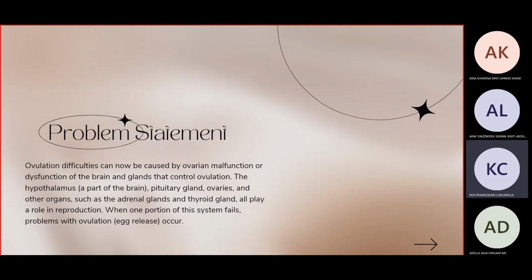For the problem statement, ovulation difficulties can be caused by ovarian malfunction or dysfunction of the brain and glands that control ovulation. The hypothalamus, pituitary gland, ovaries, and other organs, such as the adrenal glands and thyroid gland, all play a role in reproduction. When one portion of this system fails, problems with ovulation occur.